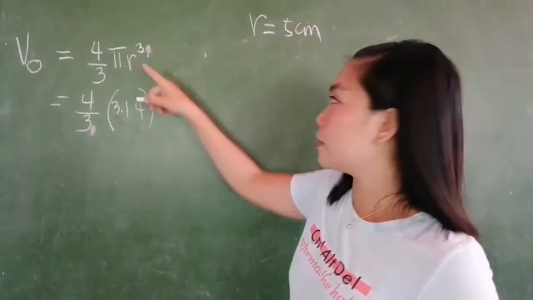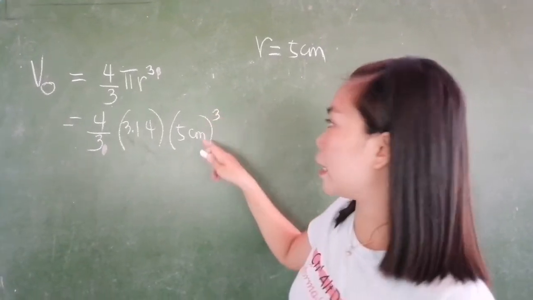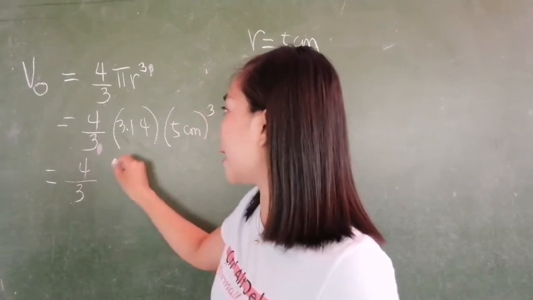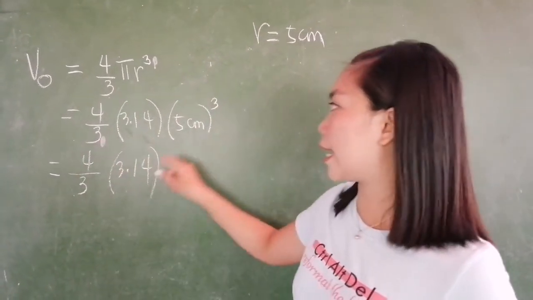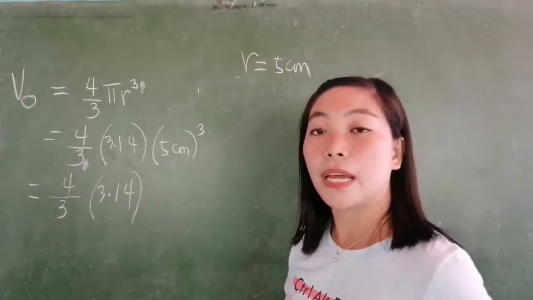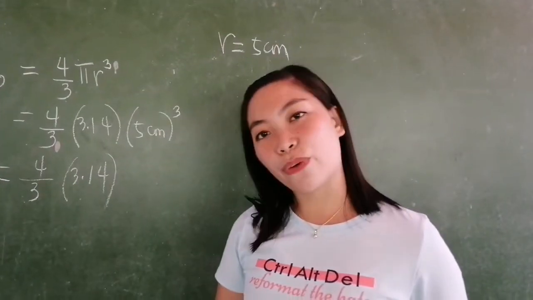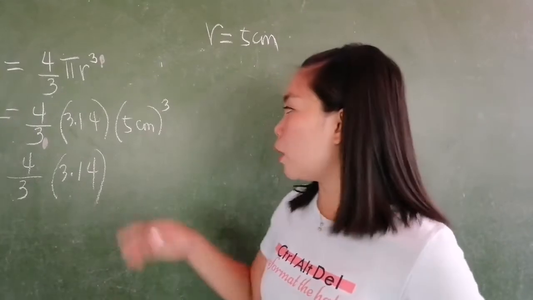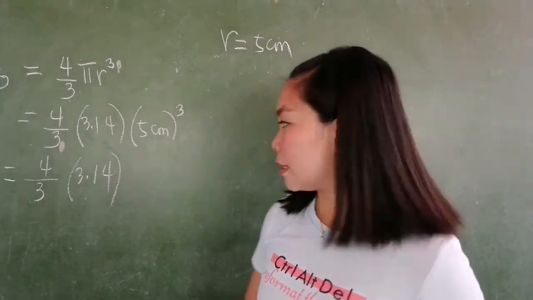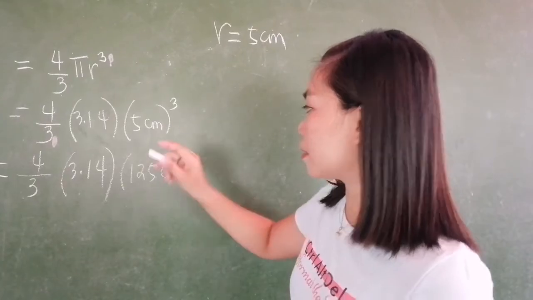So, let's have the value of r, which is 5 centimeters. Then, multiplied by itself 3 times. So, bring down muna natin yung 4 over 3 and 3.14. Since kailangan muna nating expand yung 5 centimeters, then multiply it 3 times by itself. So, 5 times 5, that is equal to 25 centimeters squared. Then, multiply it by 5 again, that is equal to, what's the answer? Is equal to 125 cubic centimeters.